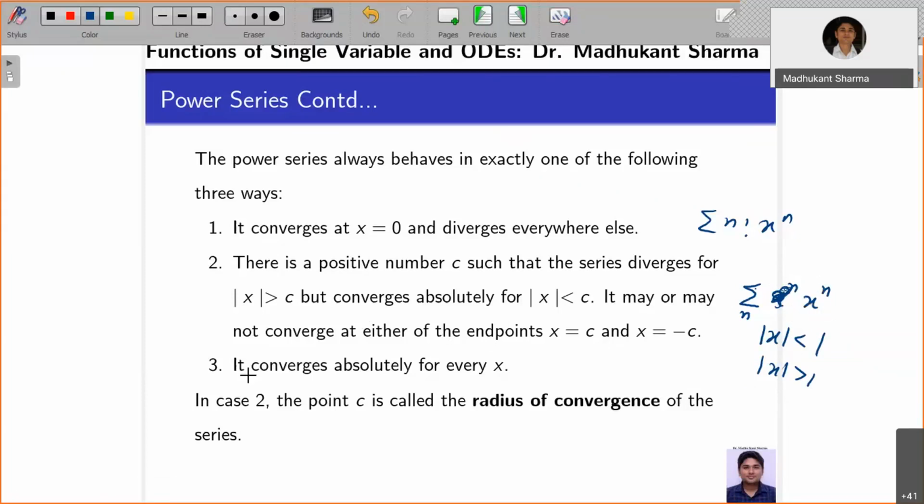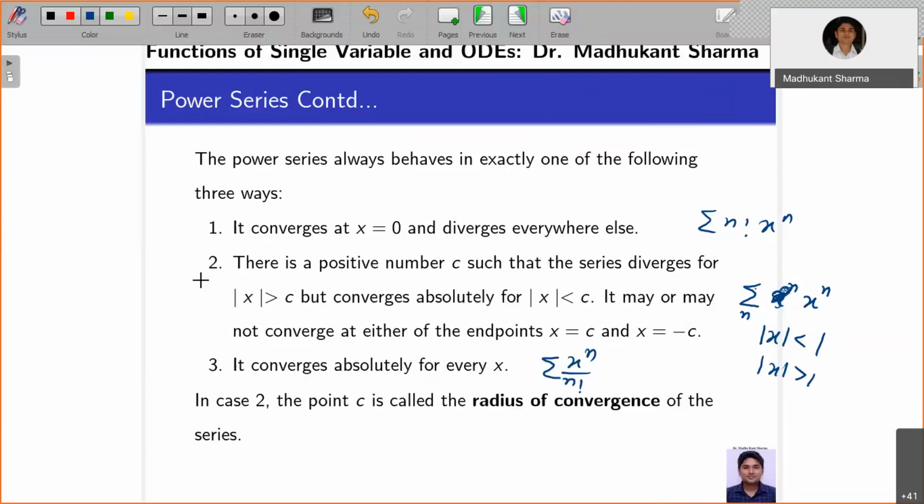And the third thing is, it converges absolutely for every x. You have already seen that summation x to the power n by n factorial converges absolutely for every x.